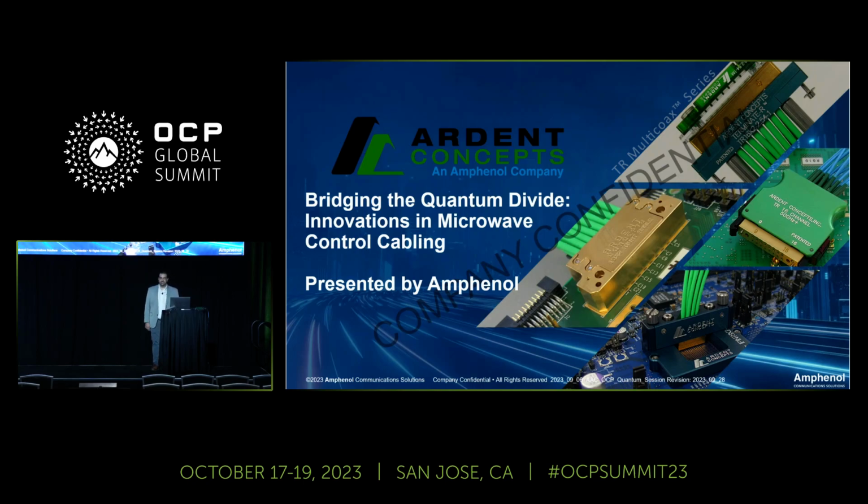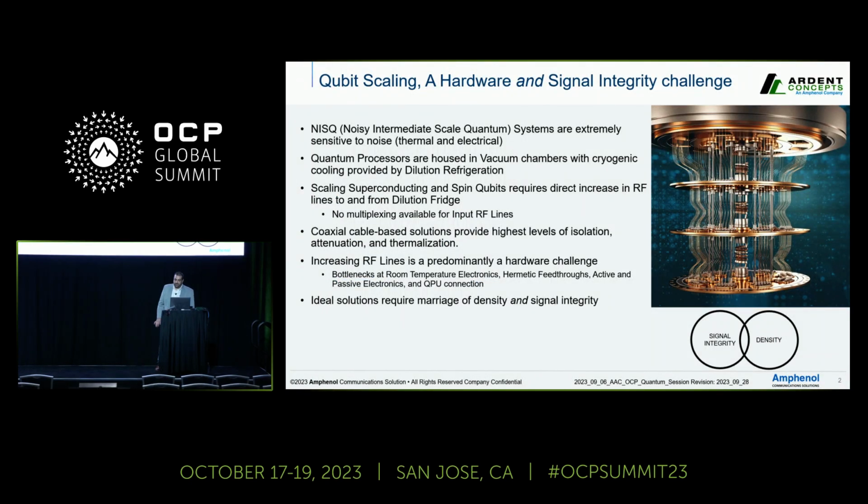Over the next few minutes, we'll take a high-level look at the microwave cabling challenges and solutions involved in scaling today's quantum computers. The current generation of quantum computing systems is known as noisy intermediate scale quantum due to their sensitivity to thermal and electrical noise and generally lacking full fault tolerance.